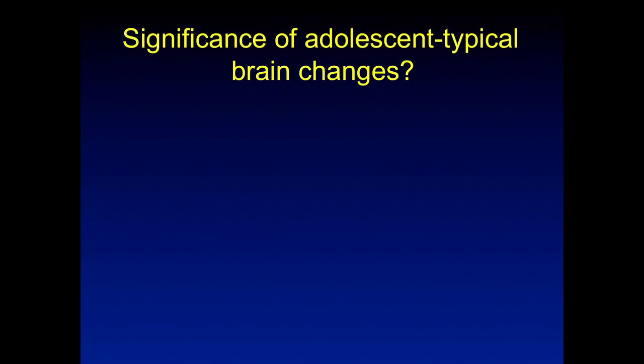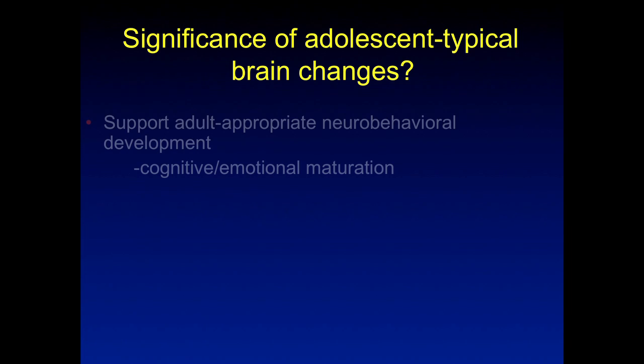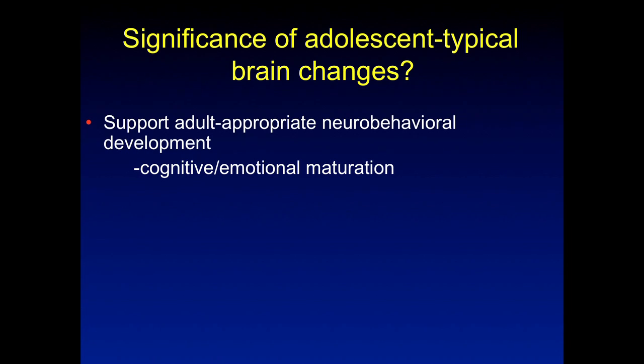So what is the significance of all these adolescent-typical brain changes? I think there's a bunch of things that matter and are related to these brain changes. One is that these brain changes are ultimately occurring to support adult-appropriate behavior. These are the final major changes that are transforming the brain into a mature adult brain. Not that the brain ever stops changing, it continues to change throughout life, but these are the last changes producing this adult brain. And indeed, you see nice correlations between cognitive and emotional maturation and changes in particular brain regions.